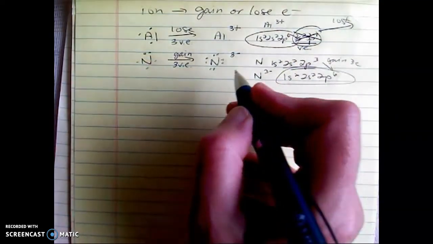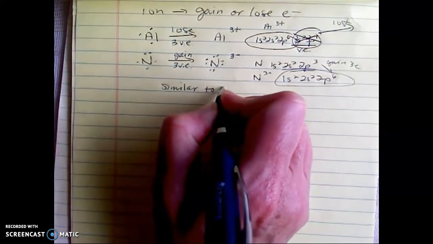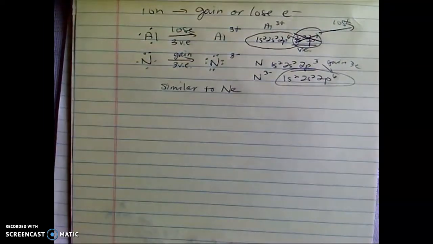Both of these are similar to neon. Remember, neon's a noble gas, which is in our most stable group. They're inert, they don't react because they already have enough electrons.